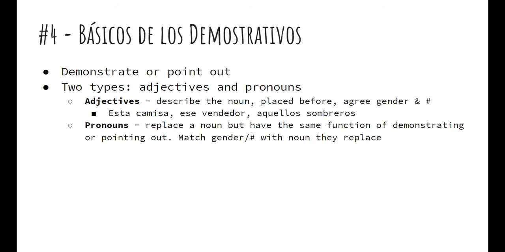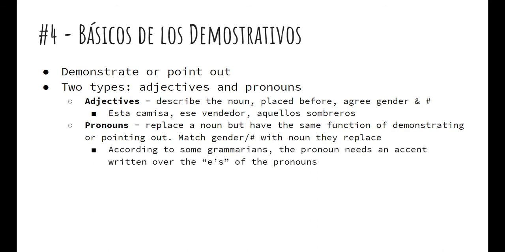So instead of with the noun they come before, this is going to be with the noun they replace, which makes them a pronoun. Now, one thing to note, according to some grammarians, the pronoun needs an accent written over the E's of the pronouns, like this: éste es rojo, aquéllas son hermosas. That is going away. It's becoming less and less frequent. I'm not mandating that you need an accent over it. It's just there to tell, in writing, the difference between the adjective and the pronoun, but they're said the exact same way. So many Spanish speakers and writers are going away from the accent.